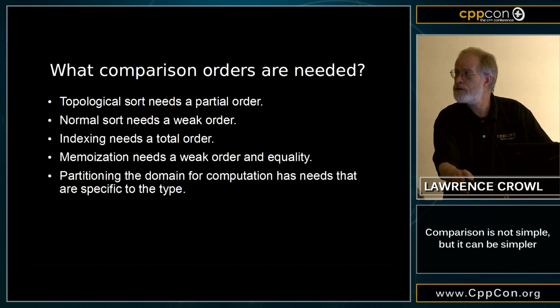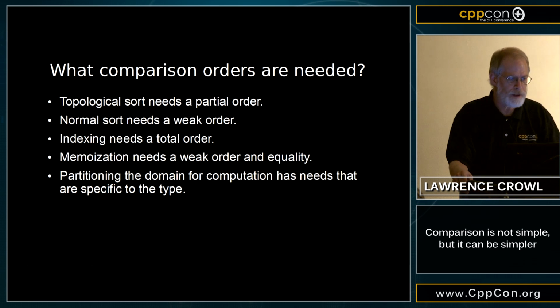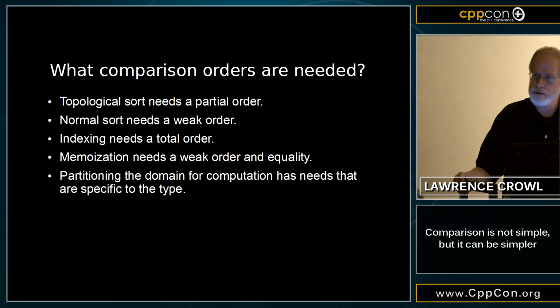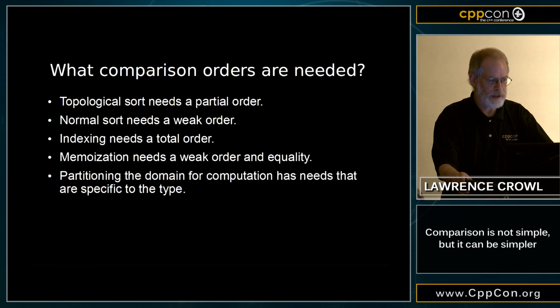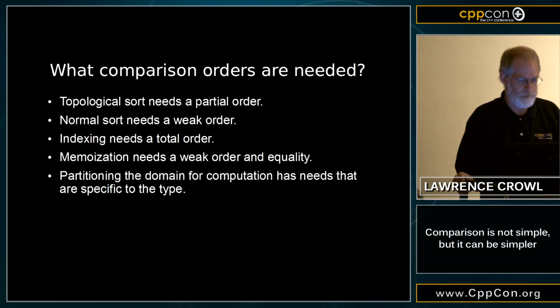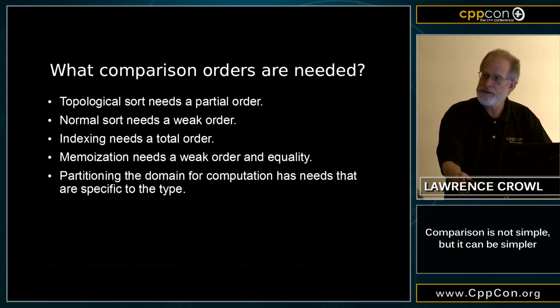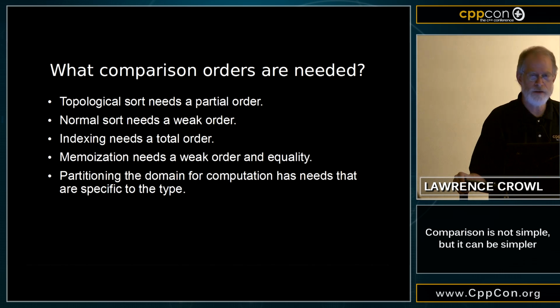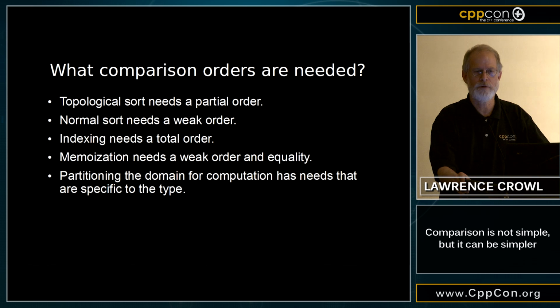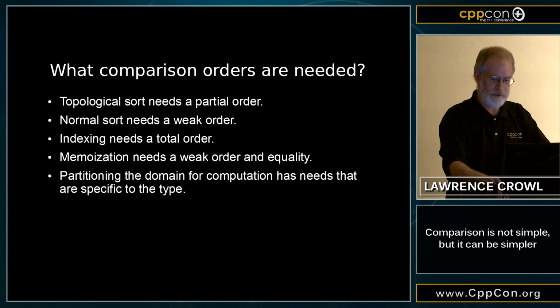So what comparison orders are needed? Probably the biggest one people worry about is what sort needs. And it says it needs a strict weak order. And there's various other algorithms in there that need something a bit stronger or a bit weaker. But the one thing the standard doesn't say anything about is what you need for your domain of computation. What works best for your domain for an operator less than? It may not be what the standard requires. So the standard doesn't know, and the standard makes some assumptions.